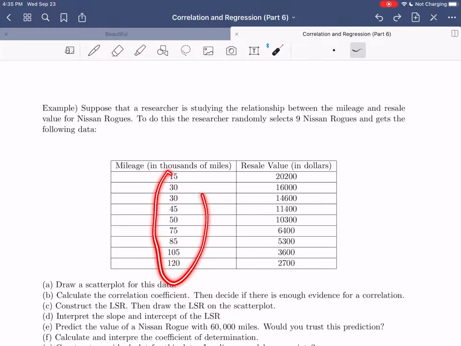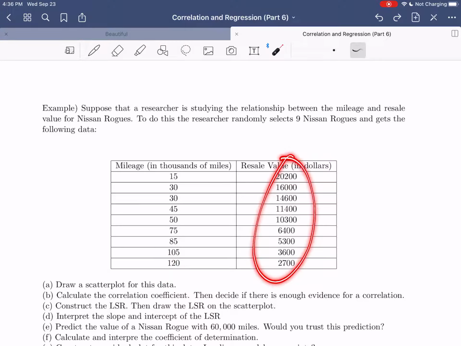So they had different mileages. So one of them only had 15,000 miles on it. Notice that the mileage is in thousands of miles. So one of them had 15,000 miles, one had like 75,000 miles, one of them had all the way up to 120,000 miles. So obviously this one had not been driven that much. This one had been driven a good amount. This one had been driven quite a lot.